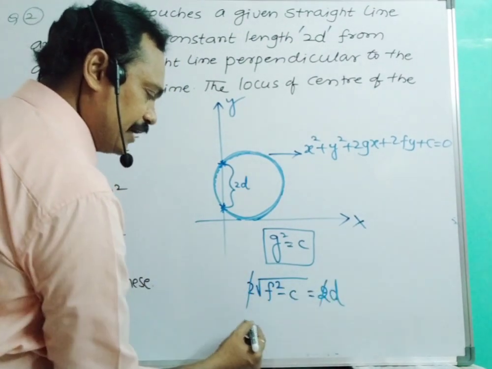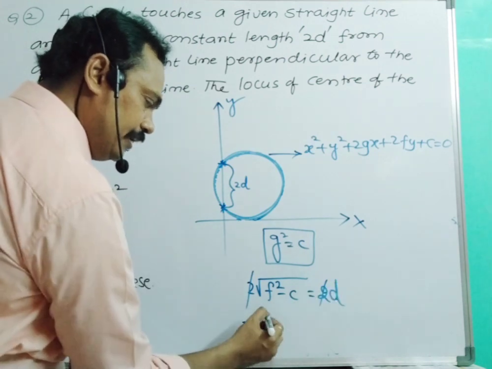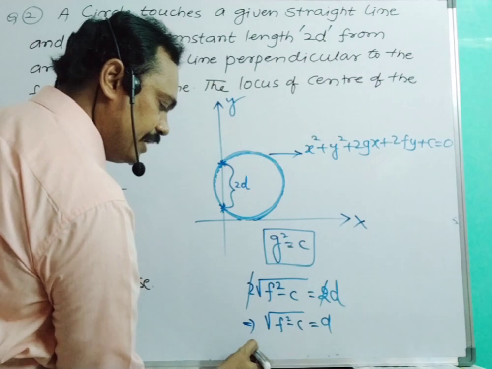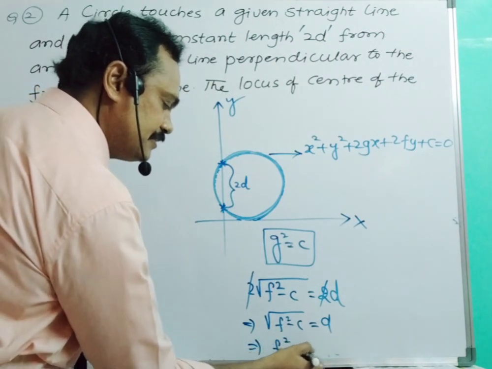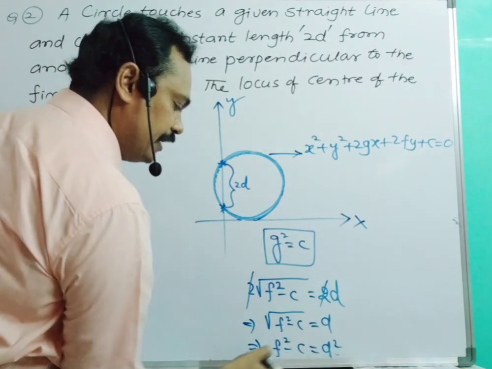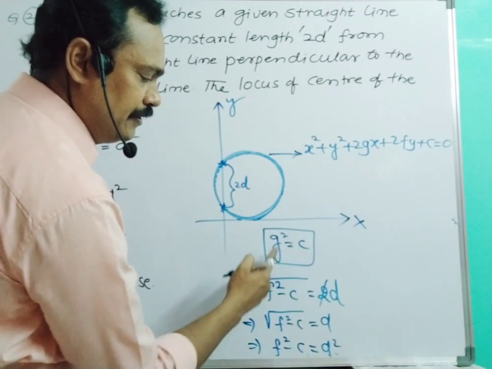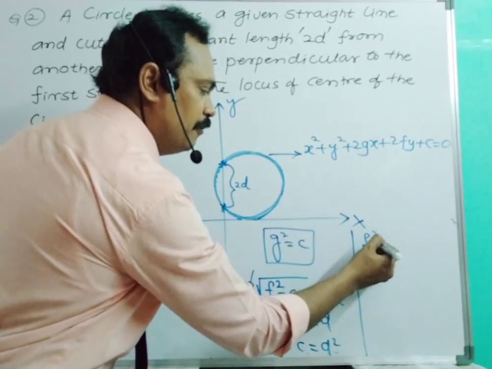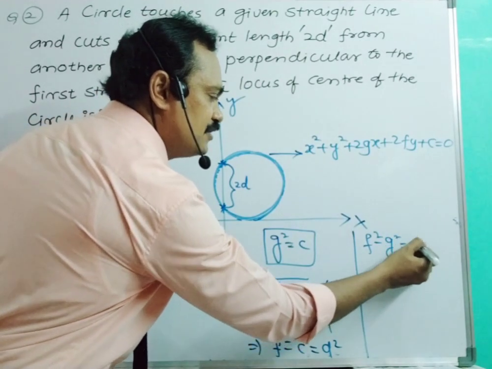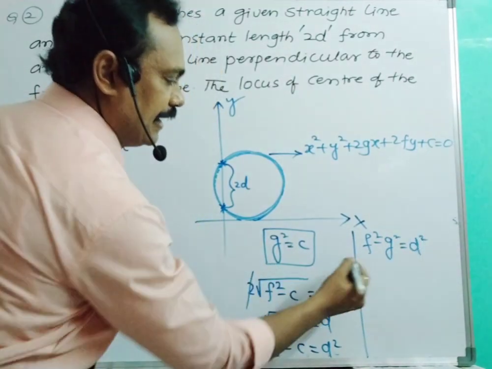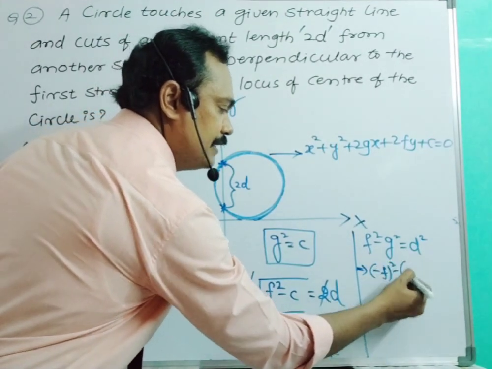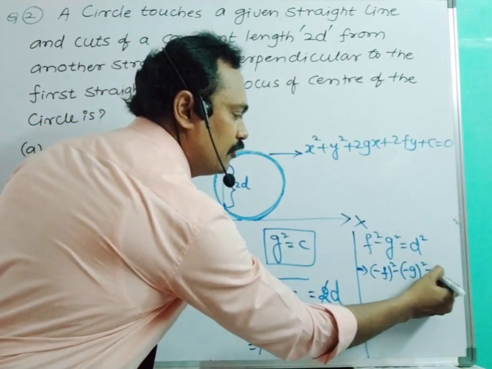Both sides, 2 gets cancelled. It remains root of f square minus c equals d. By squaring both sides, f square minus c equals d square. Can I replace the value of c? C is replaced by g square. So f square minus g square equals d square.